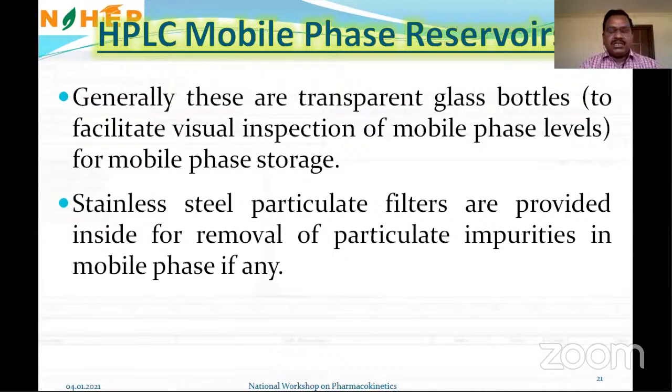Generally, the HPLC mobile phase reservoirs are transparent glass bottles for mobile phase storage. We use glass bottles to facilitate visual inspection of mobile phase levels, to see whether the mobile phase is there or not. Otherwise, the pump will suck air, and air bubbles may get trapped in the column and spoil the column. Next, stainless steel particulate filters are provided inside the glass bottle or mobile phase reservoirs for removal of any particulate impurities in the mobile phase.